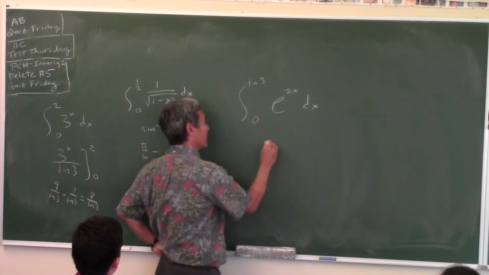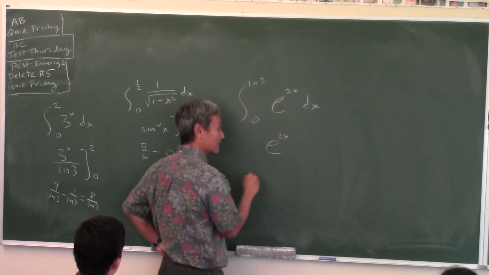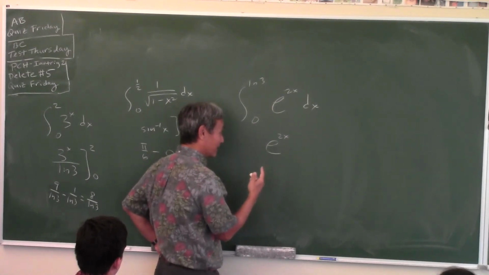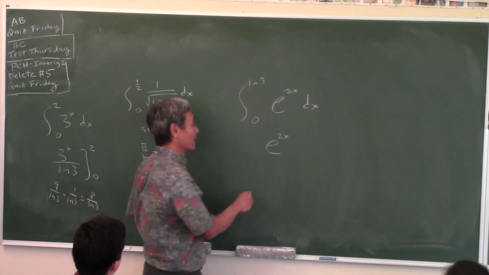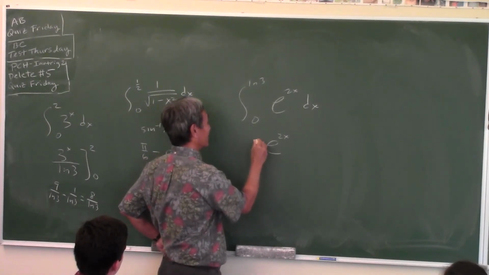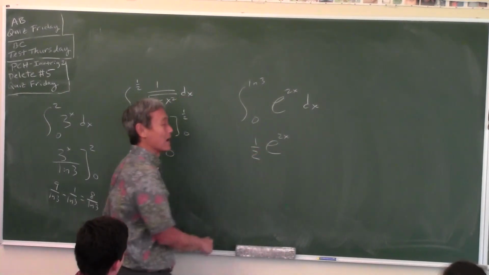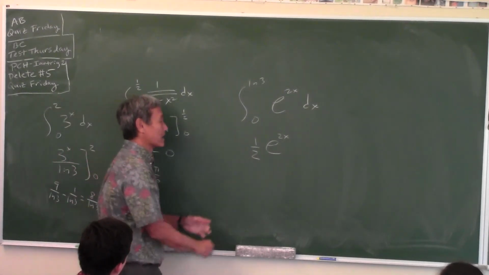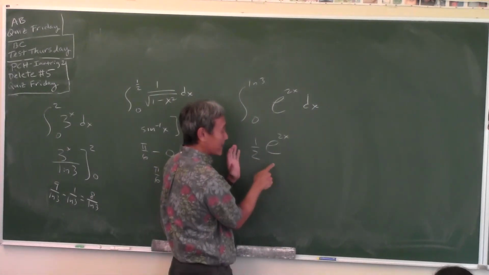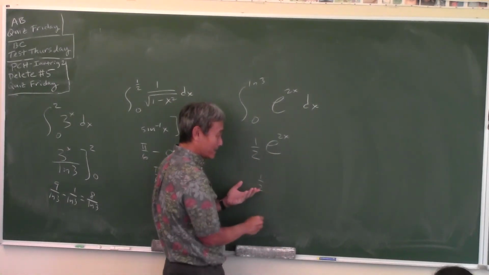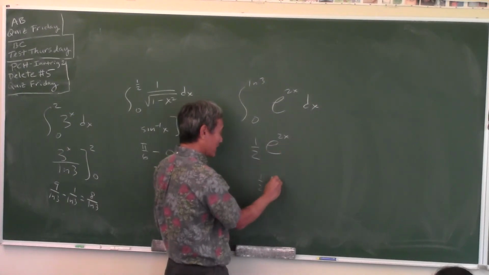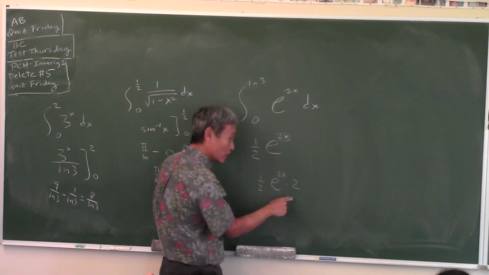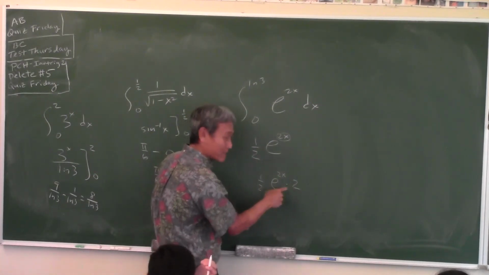1 over 2x e to the 2x? Is it just e to the 2x times 1/2? Oh, because you take the derivative. How do you take the derivative of this? You throw the 1/2 on the side. What is the derivative of e to the box? E to the box times the derivative of box, which is 2. So that's why you need that 1/2 to cancel out that 2.